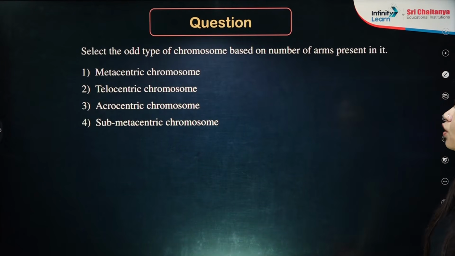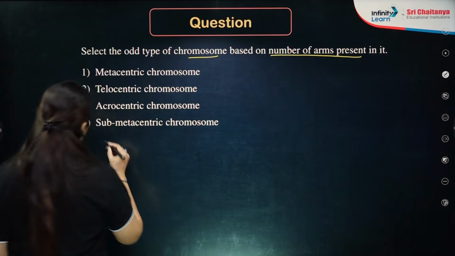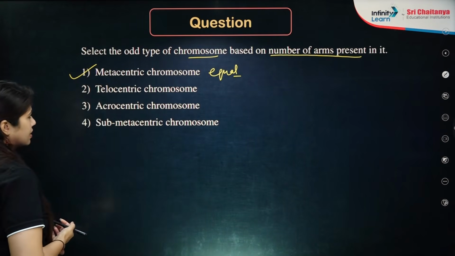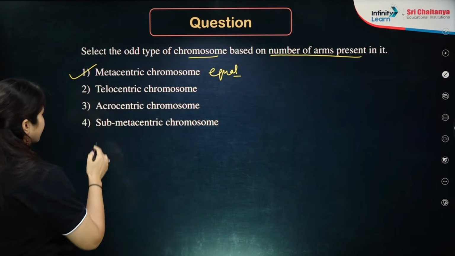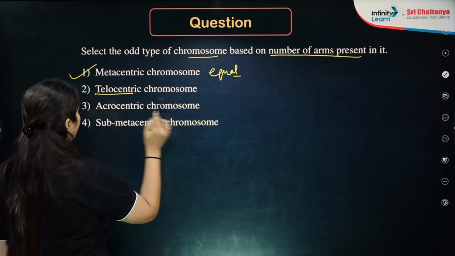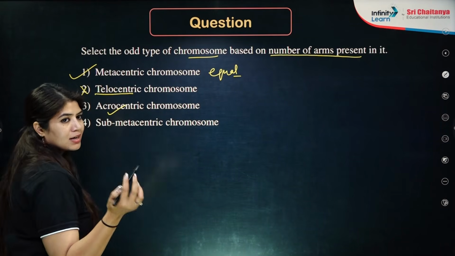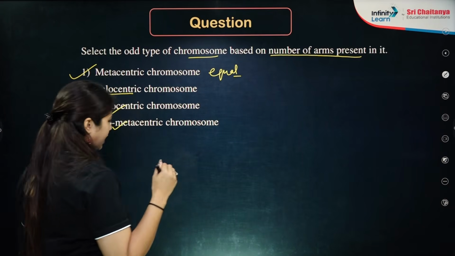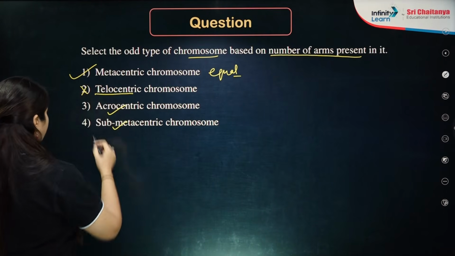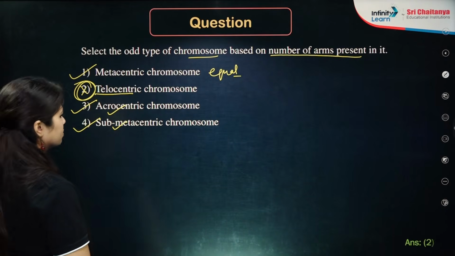Next question is, select the odd one out with respect to the type of chromosome based on the number of arms. So, in the metacentric, we do have 2 arms, both are equal because centromere is present in the centermost part. Telocentric, centromere is at the tip. In such a way, we have only 1 arm, 2 arms are not there. Acrocentric, again your centromere is near to the tip, but yet we do have two arms. Submetacentric, the centromere is little away from the center. Again, we have the two arms. Here we don't have, we just have one arm. The answer is option number 2.